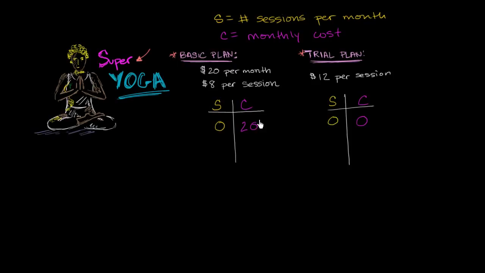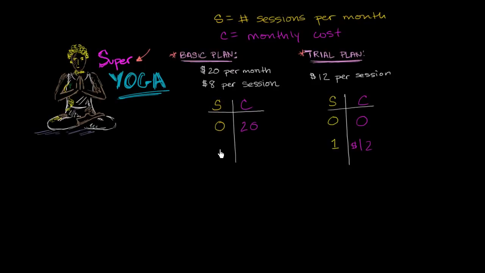Let's think about the scenario where I attend one session. Under the trial plan, how much will I have to pay? Well, it's $12 per session times one session. I'm going to pay $12. Let's think about that same scenario under the basic plan.